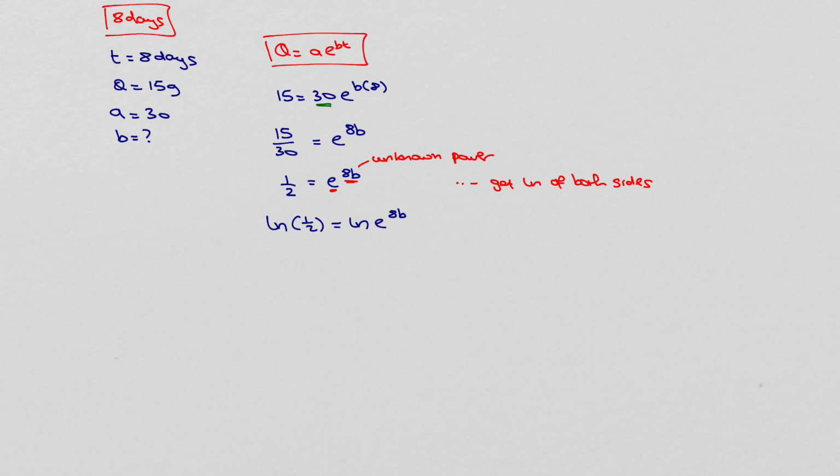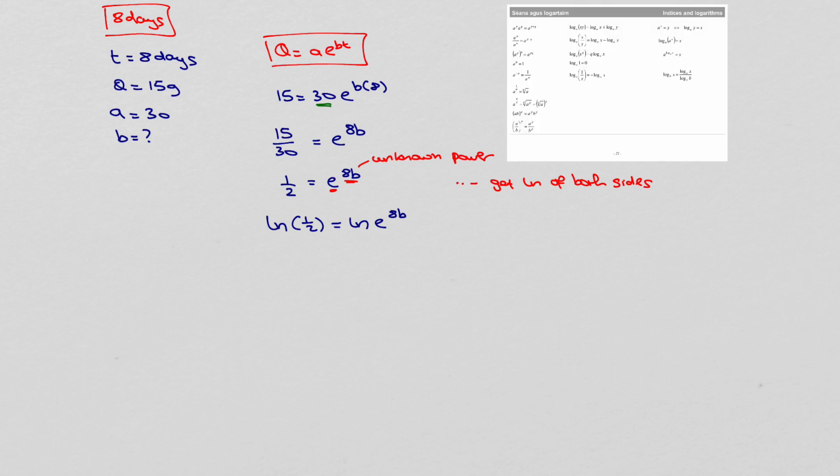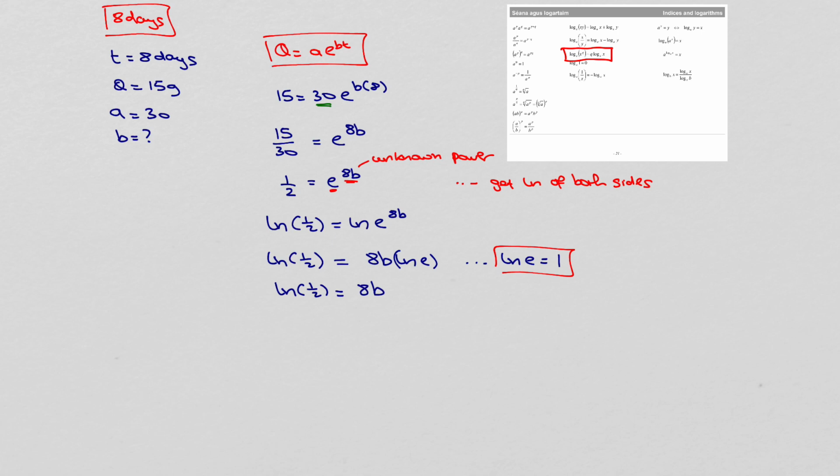And of course, then if I look at page 21 of my maths tables, this is my third rule down on page 21. When I have a log raised to a power, I can bring that power down in front of the log. So therefore, that's natural log of a half equals 8b times natural log of e. And of course, what's natural log of e? Well, we love that because it's always going to be 1. So therefore, that gives me natural log of a half equals 8b times 1, which is just 8b. And therefore, to get b on its own, I'm going to divide both sides across by 8.